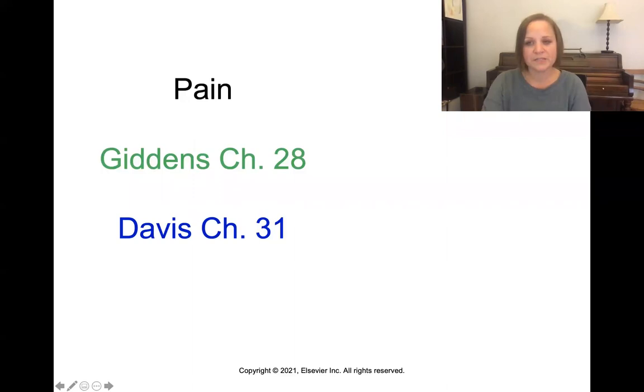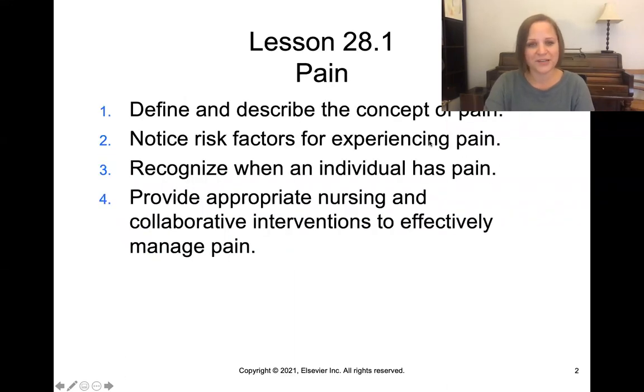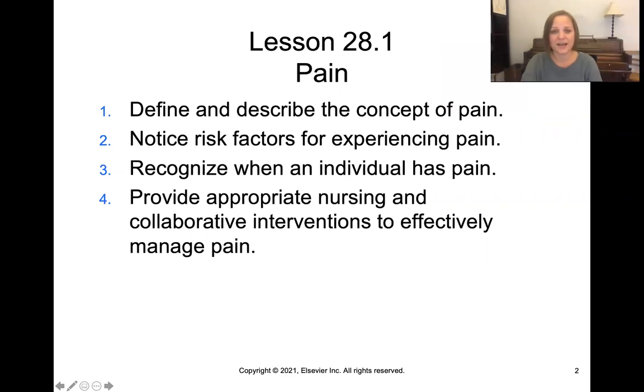So we're going to be in Giddens chapter 28 and Davis chapter 31. As always, you're going to complete your concept study guide and then define and describe the concept of pain, notice risk factors for experienced pain, recognize when an individual is in pain, and describe appropriate nursing and collaborative interventions to effectively manage a patient's pain.